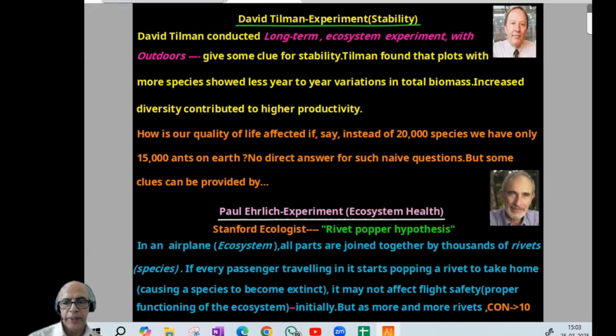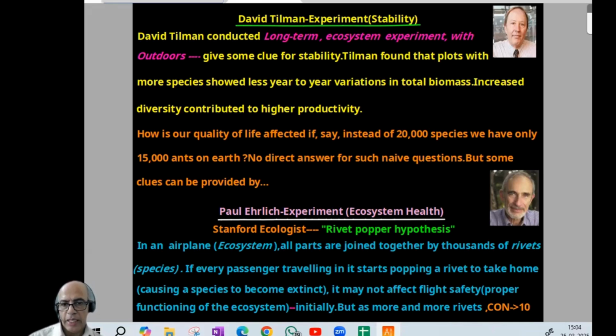An airplane is equivalent to an ecosystem, and all its parts are joined together by thousands of rivets, which are equivalent to species. If every passenger traveling in it starts popping a rivet to take home, each passenger, one rivet, causes a species to become extinct. So that rivet is gone, so that species is gone. Likewise, it may not affect flight safety. Likewise, when a species is gone, proper functioning of the ecosystem may not be affected initially.